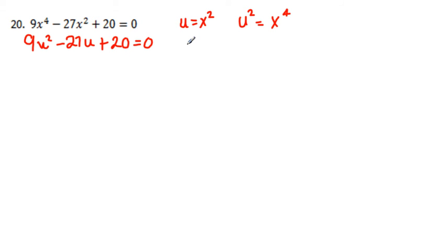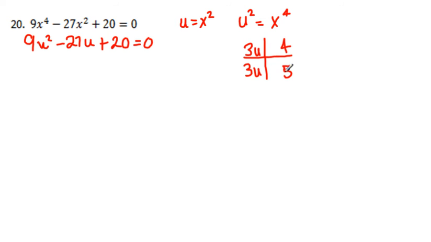Now this looks exactly like a quadratic, so to solve it you can either use the quadratic formula or you can factor. Luckily, this one factors. So to factor this, I'm going to do this out on the side here. I start with 9u squared. The factors of 9 are 3 times 3. The factors of u squared are u times u. Then I look at the 20, the last term, 20. The factors of 20 are 4 times 5.